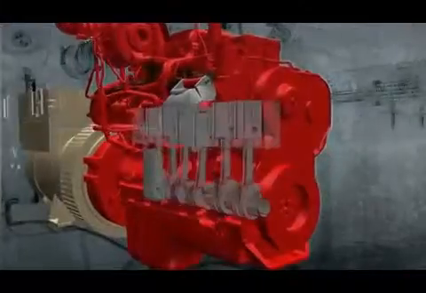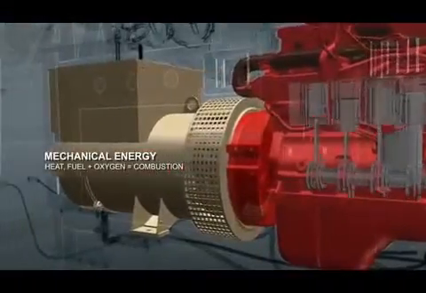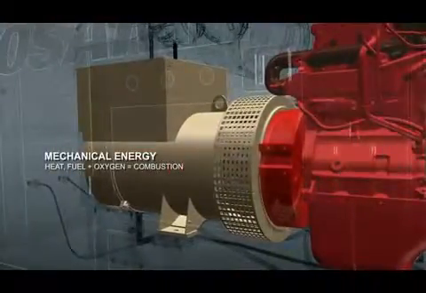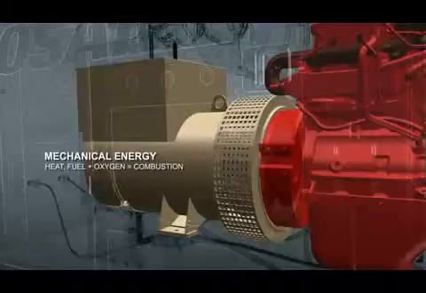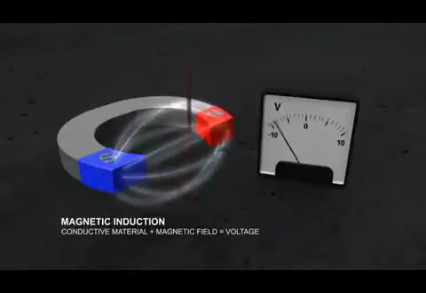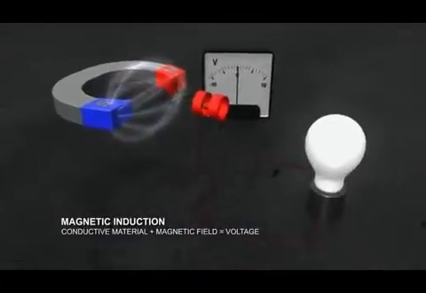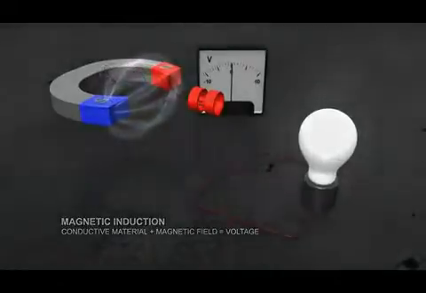As combustion occurs in each cylinder, energy transmits to the engine crankshaft, which generates mechanical power for the alternator. An alternator converts mechanical power into electrical energy in a process called magnetic induction. Magnetic induction occurs when a conductive material such as a copper wire passes through a magnetic field and voltage is produced. If the wire is connected in a complete circuit, the power can be transmitted.